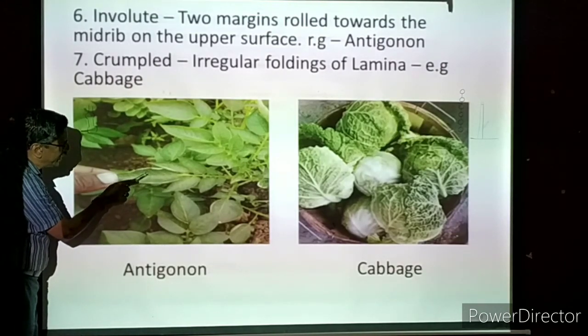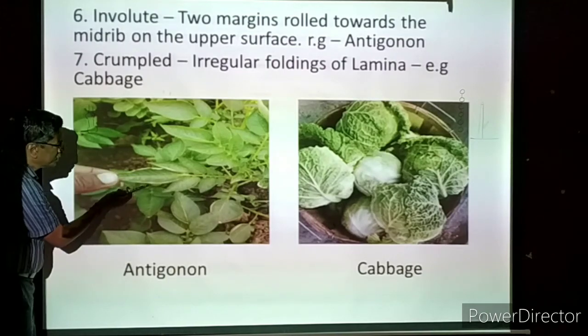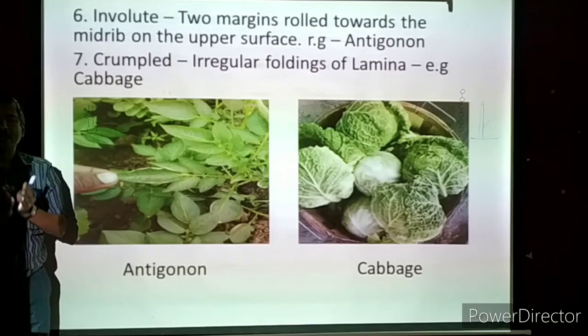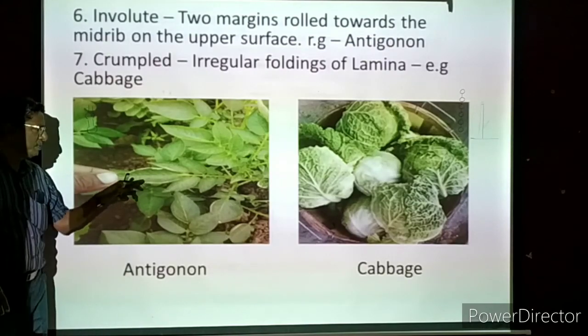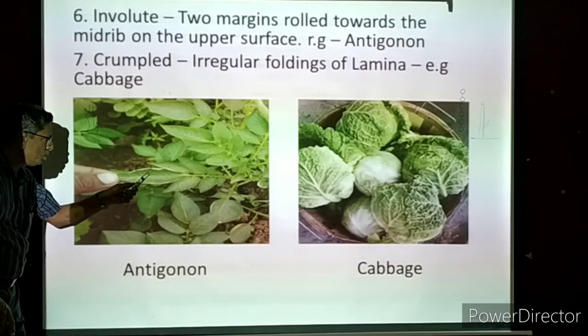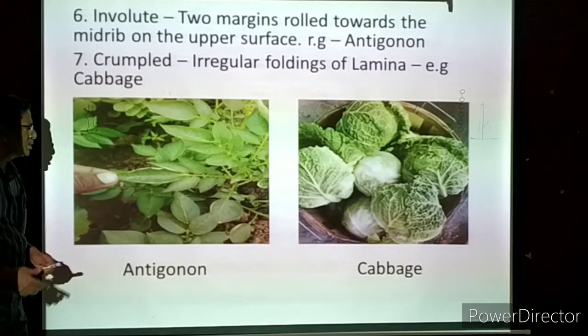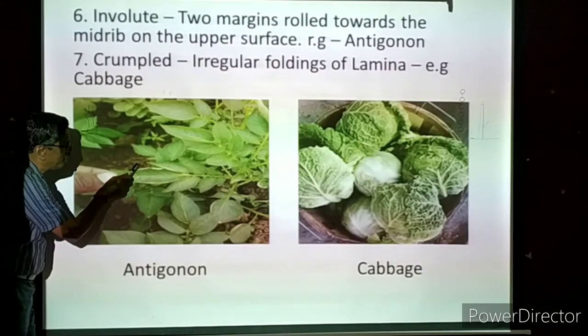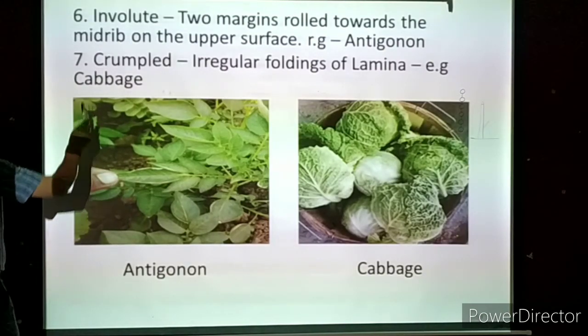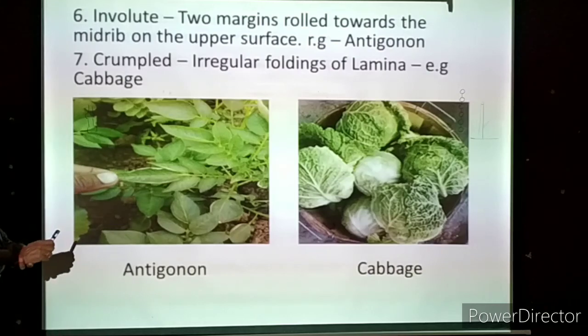This margin is folding slowly towards the midrib. This margin is also folding towards that. At the end of that, if you take, two rolls will be there. Midrib will be at the center, two rolls will be present. So this half of the lamina is rolled one side, this half of the lamina is rolling, but the rolling is starting from margin towards the midrib. This is called involute. The next one is crumpled.